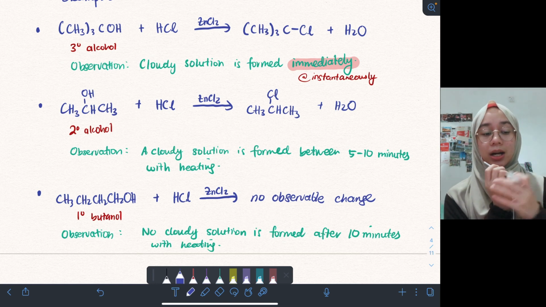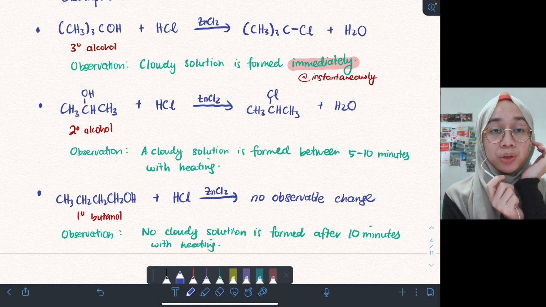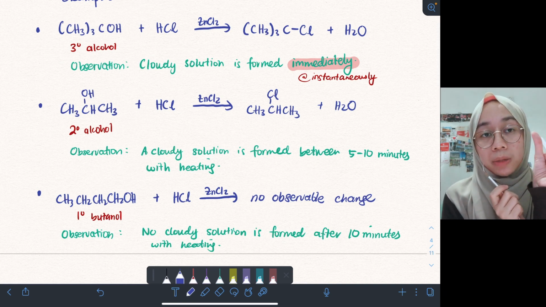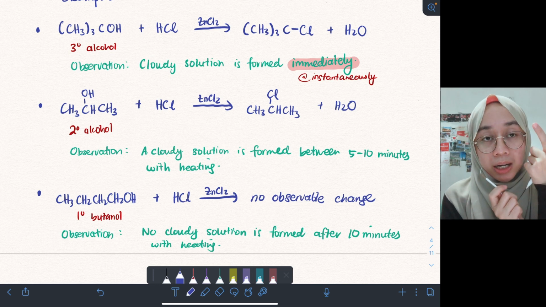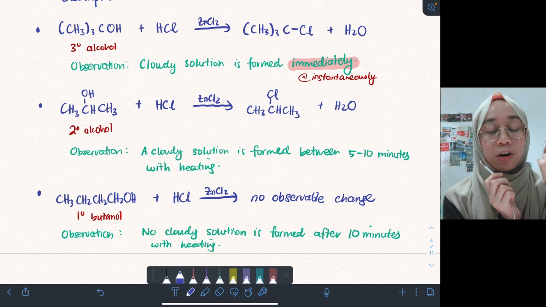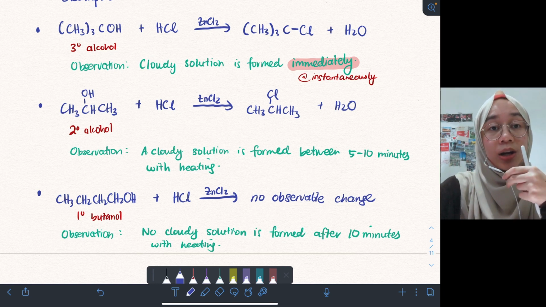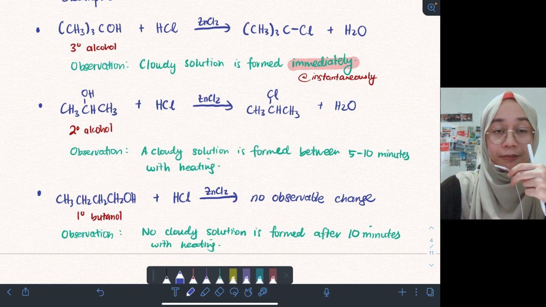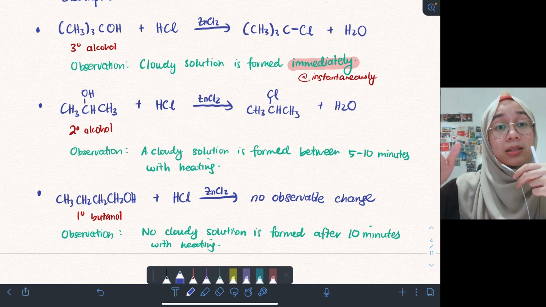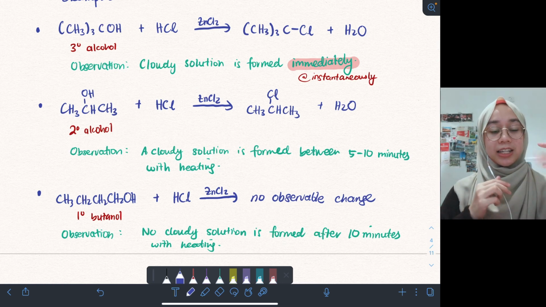Okay, so this is how we distinguish between the three classes of alcohol, whereby the tertiary alcohol akan dapat cloudy solution immediately, secondary alcohol needs between 5 to 10 minutes for the cloudy solution to appear, and it needs heating as well. And then for primary alcohol, there's no cloudy solution at all after 10 minutes, even with heating. Okay, so Lucas test is used to distinguish the classes of alcohol. Okay, so ini Lucas test.